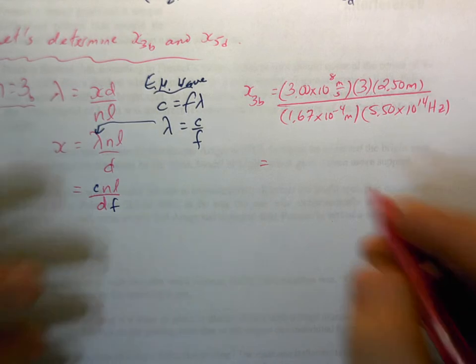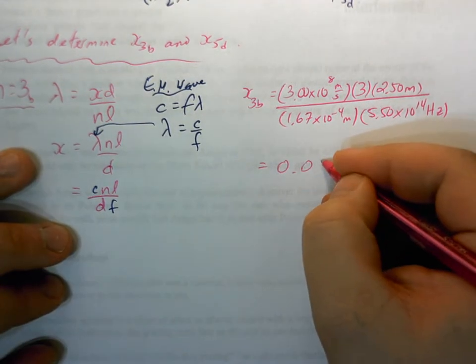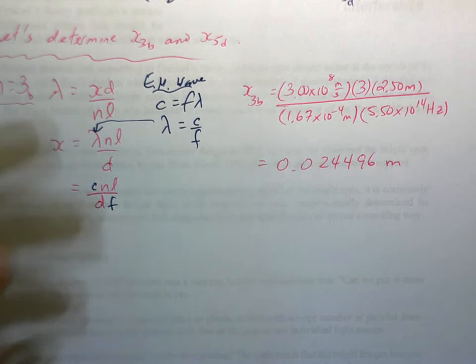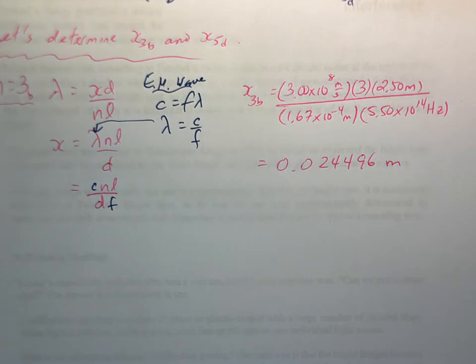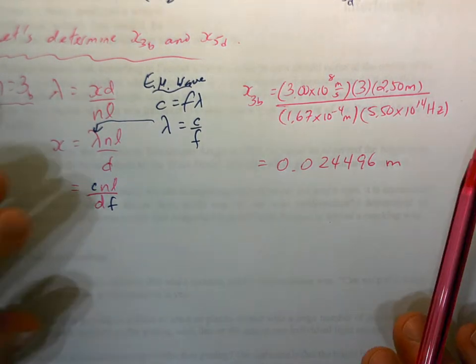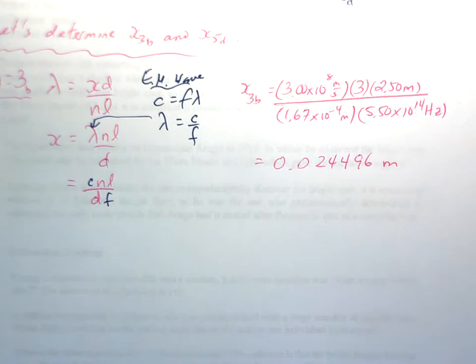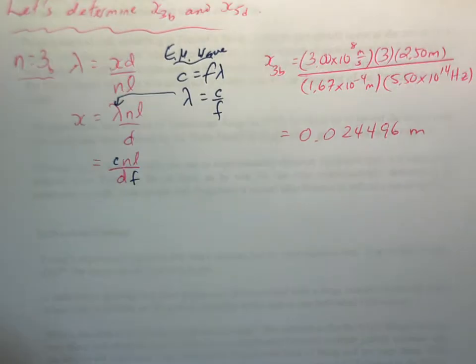So if I do all this, I'm going to get about 0.024496 meters. I'm just taking some extra sig digs for the moment. What this means is that the distance between the central maximum and this third bright fringe is about 2.45 centimeters. So we found that. We want to look at the dark fringe now.